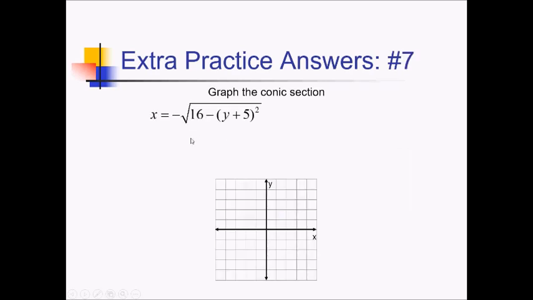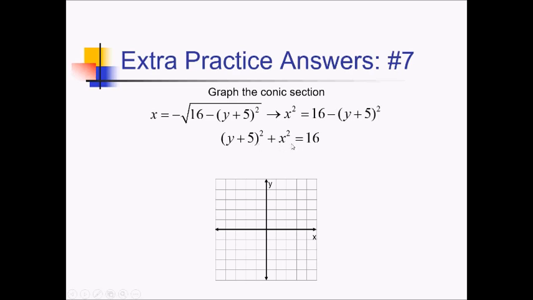For this problem, the square root here is telling us we've got a semicircle. Let's make it look like a circle, and then we can just graph half of it. So I'll do that by squaring both sides. I get x squared equals, and then the negative is gone. We just have 16 minus y plus 5 squared. Add the y plus 5 to the other side, and now we have something that we can graph just like a circle.